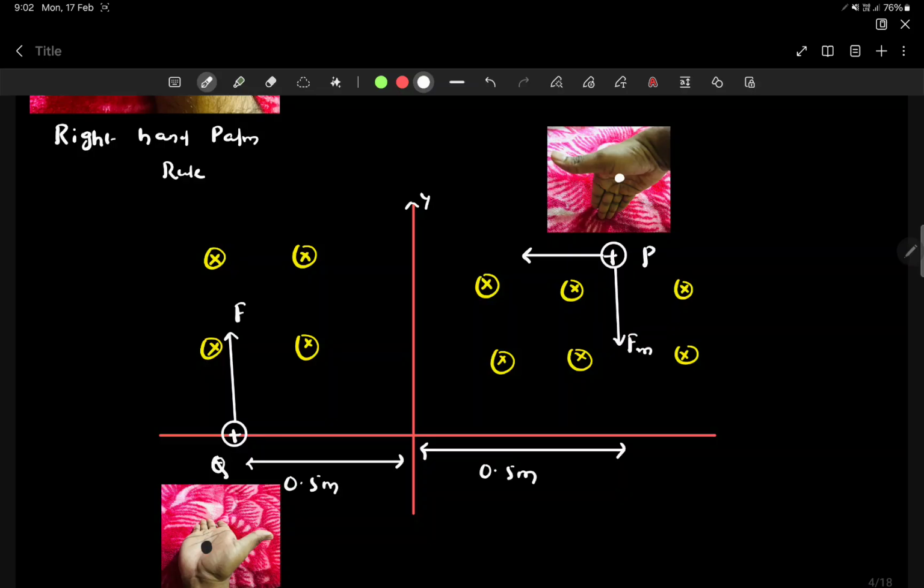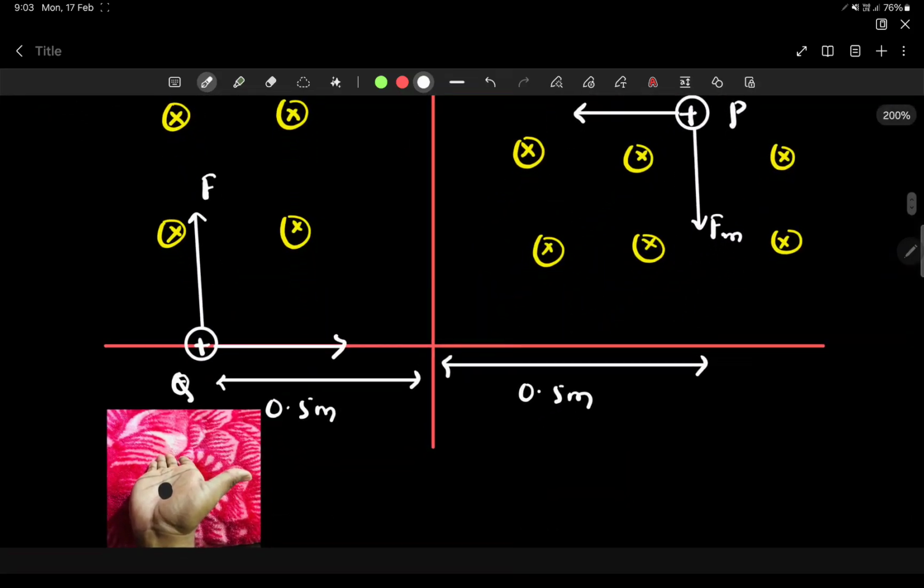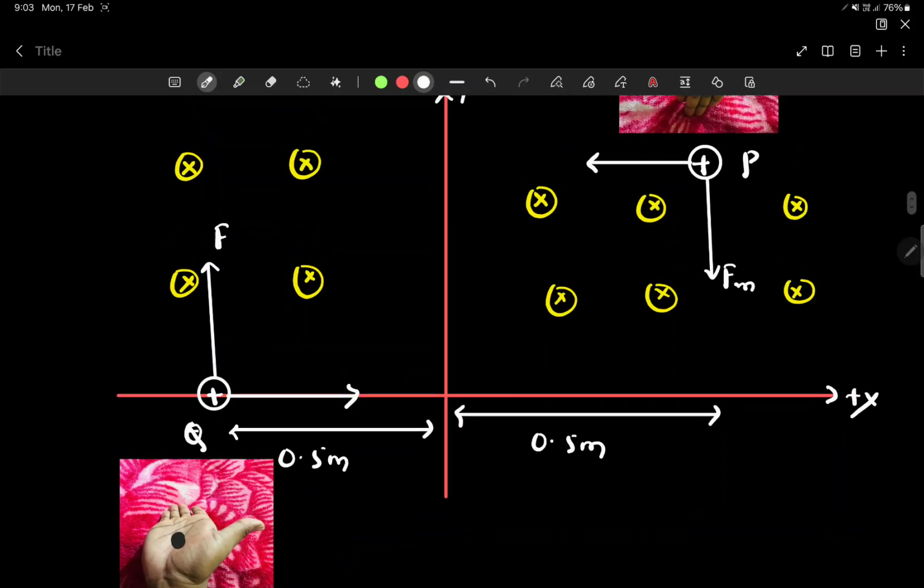In case of Q also, this is the direction of motion of positive charge. So you are projecting Q along the positive x direction, and the force due to the magnetic field is acting along the y direction. Now see, because of these two things, the charged particle Q starts to move along this path.